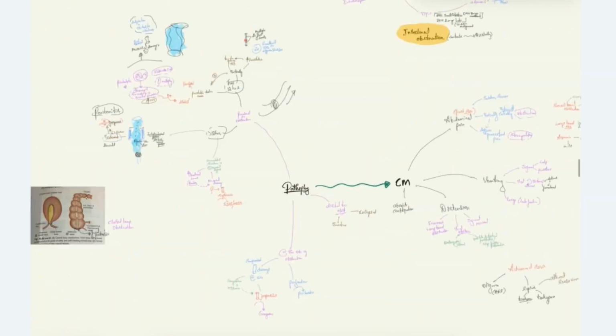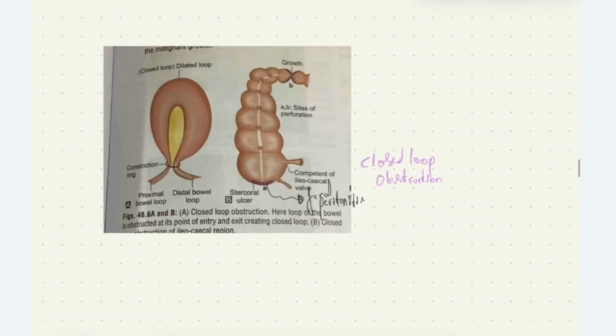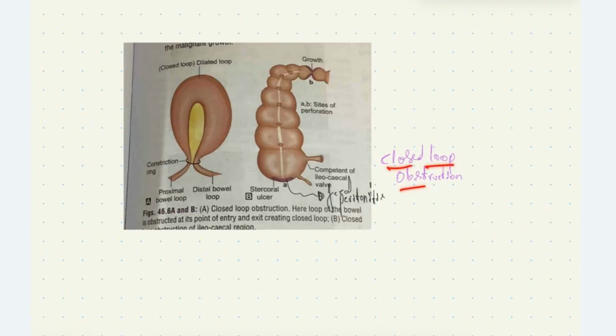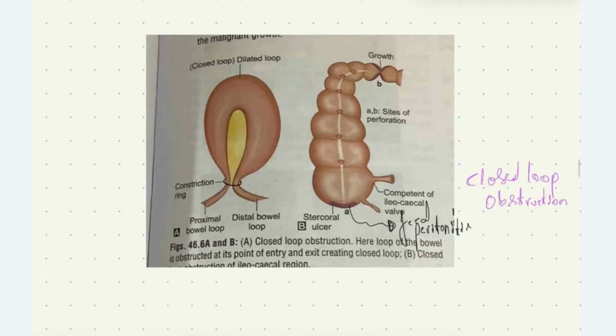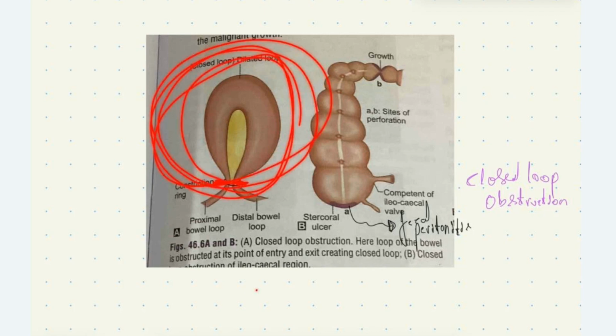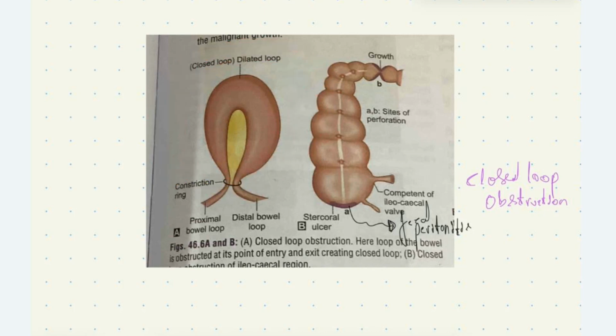Then we have another concept, that is closed loop obstruction. As the name suggests, there is obstruction at the level of opening and ending, that is, obstruction at two sides. The closed loop obstruction can be in the small bowel, where in a volvulus there will be constriction ring formation at the proximal bowel loop and distal bowel loop, causing dilatation of the closed loop, dilatation of bowel in between these proximal and distal obstructions.